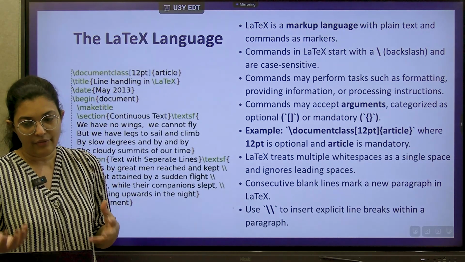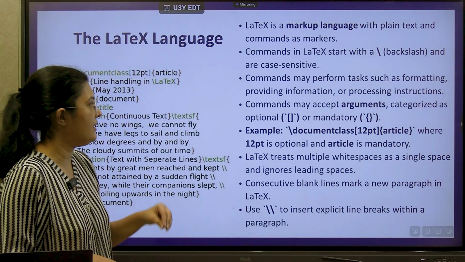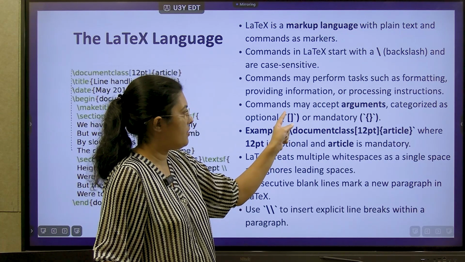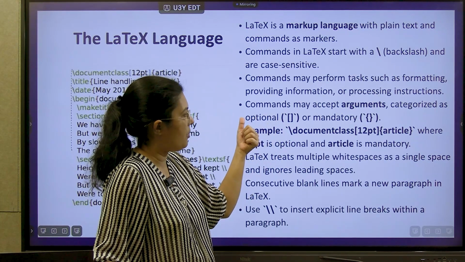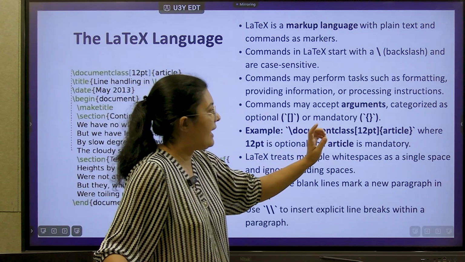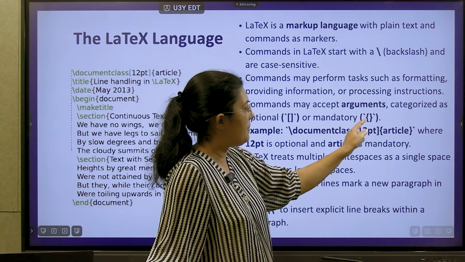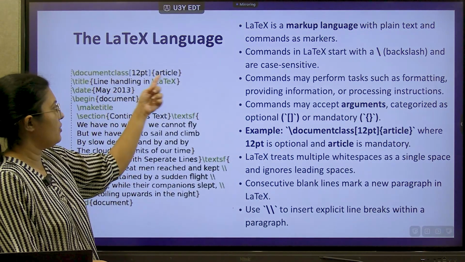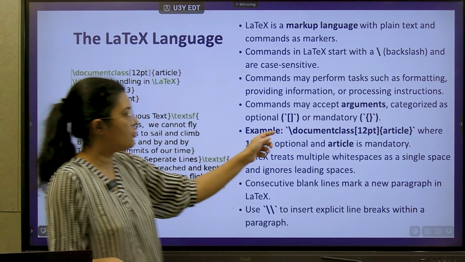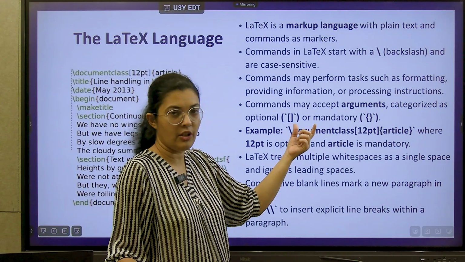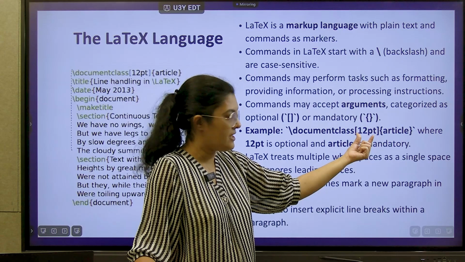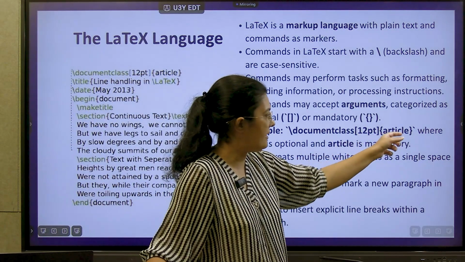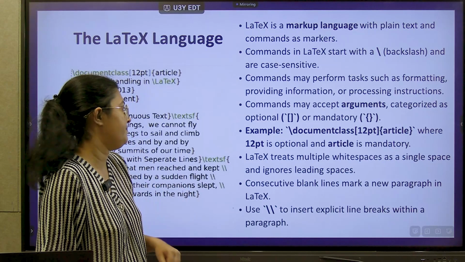Now every command will give two arguments, right? The argument that we give into the square bracket is considered an optional argument, and the argument that we give inside the curly bracket is the mandatory argument. For example, the first line written over here, the document class, means our document will start at 12 pt. This is the font size, which is optional, but article is the compulsory one.